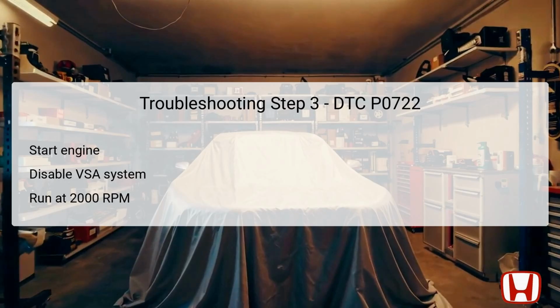Disable the Vehicle Stability Assist (VSA) system by pressing the VSA off button. This step is necessary because VSA may interfere with the readings needed to assess the output shaft speed sensor. After disabling VSA, shift the vehicle into Drive, D, and allow the engine speed to rise above 2,000 RPM.